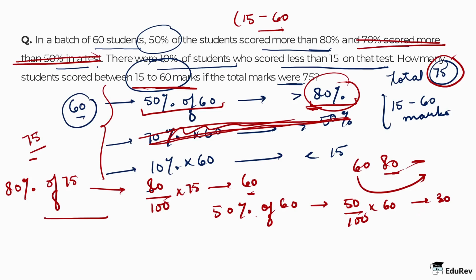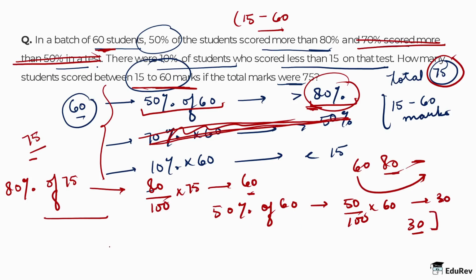Next, we need to analyze the people who scored less than 60. So who scored less than 60 is going to be 30. Why? Total students are 60. If 50% of them scored more than 60, so obviously 50% will score less than 60. So with that technique, we get 30.